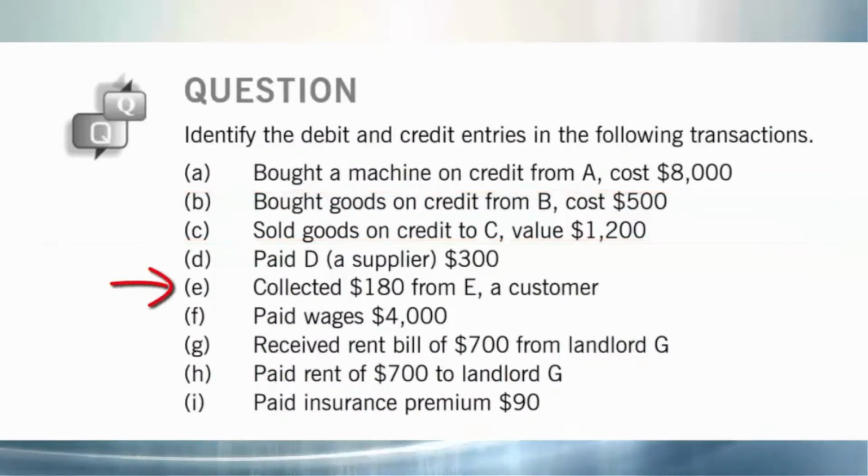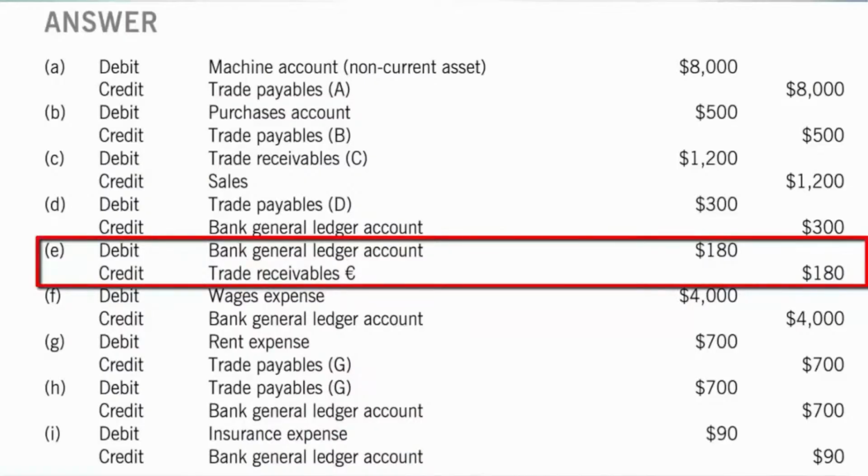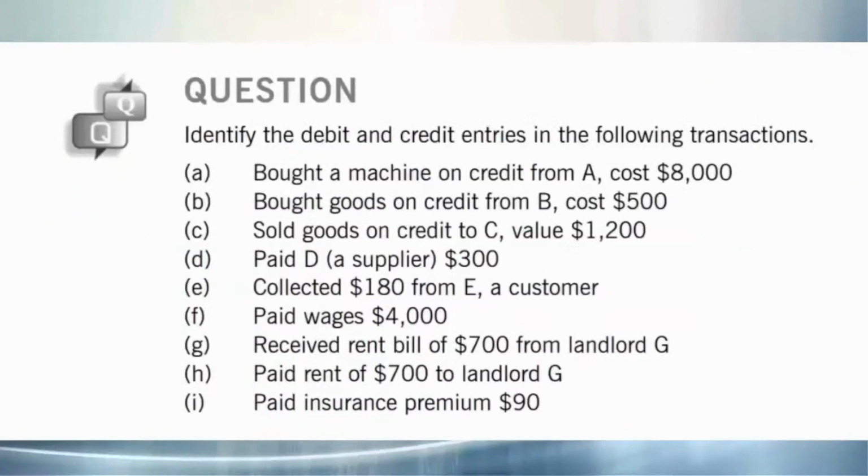Transaction E. Collected $180 from E, a customer. Explanation. The business collected cash, which increases the cash balance. An increase in assets, cash, is recorded with a debit entry in the bank general ledger account. At the same time, the business reduces the amount owed by the customer, E. A decrease in assets, receivables, is recorded with a credit entry in the trade receivables account, E. Entry. Debit bank general ledger account for $180. Credit trade receivables account, E, for $180.